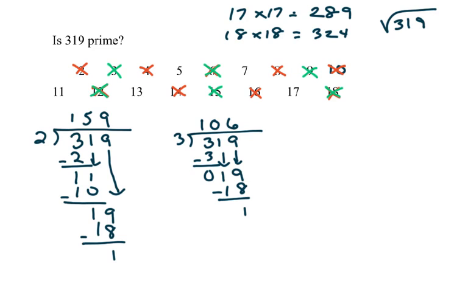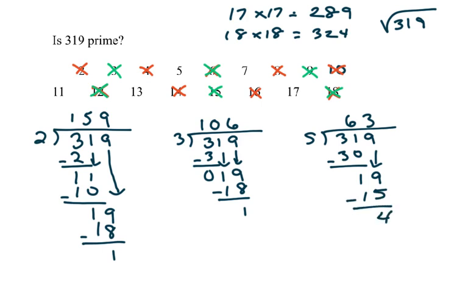Next we're going to try 5. Does 5 divide evenly into 319? 5 times 6 is 30. Subtract, we have 1 left over, bring down the 9. 5 times 3 is 15, and that gives us 4 left over. And so 5 and multiples of 5 will not divide into 319. 5, 10, 15. Next we will try 7.